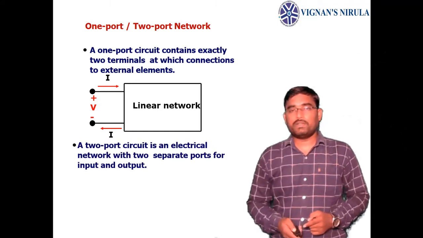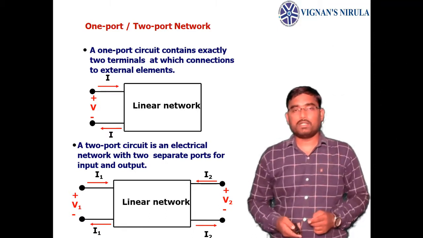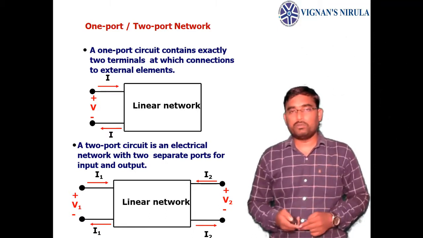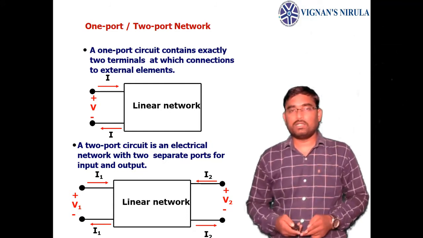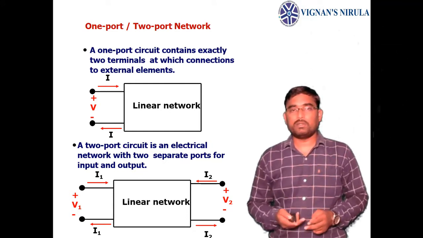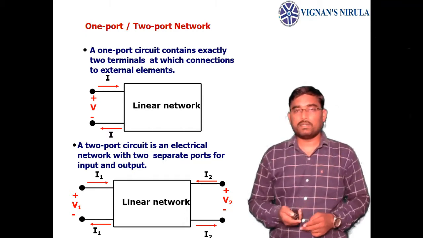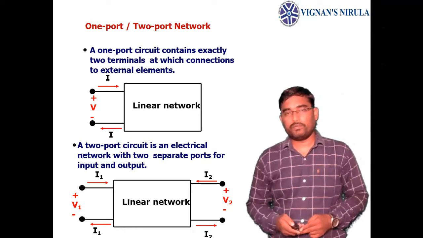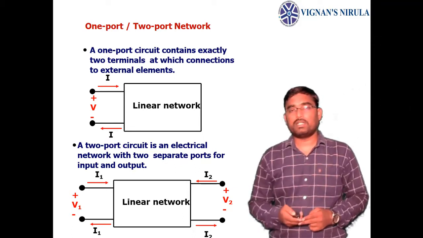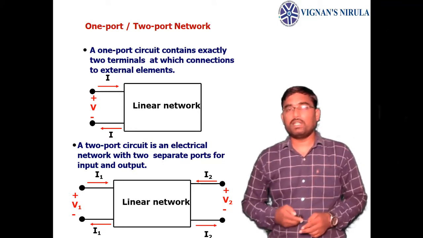A two-port network means a network which has two ports. In the second figure, we have two ports. Each port contains a pair of terminals, so the variables at port 1 and port 2 are V1, I1, the voltage and current at port 1, and V2, I2, the voltage and current at port 2. So a two-port network contains two ports, and a one-port network contains only a single port.